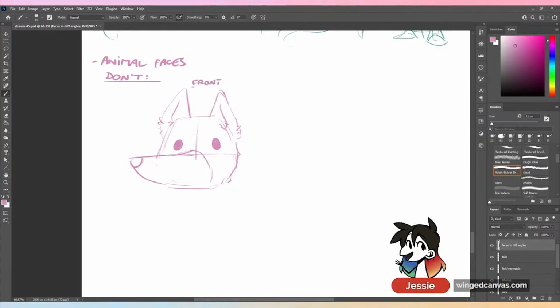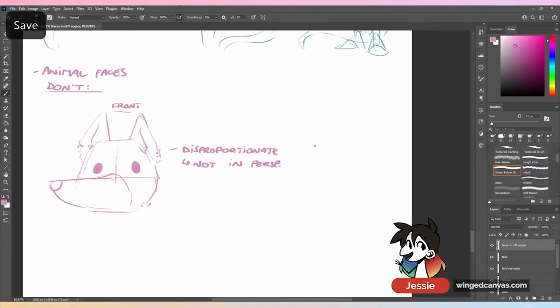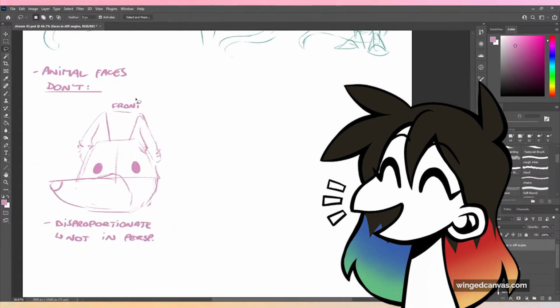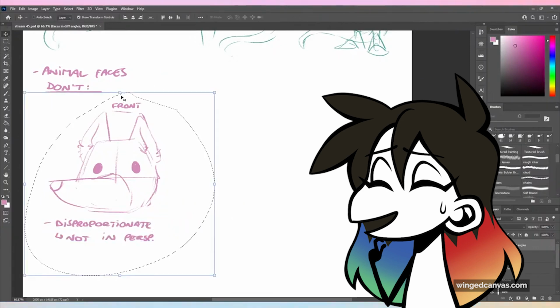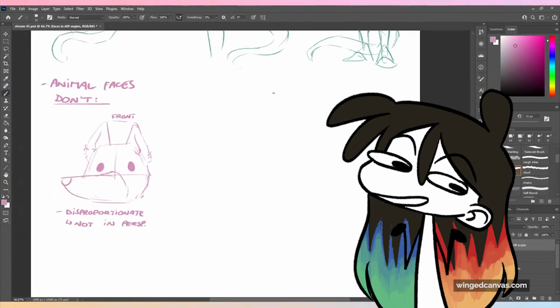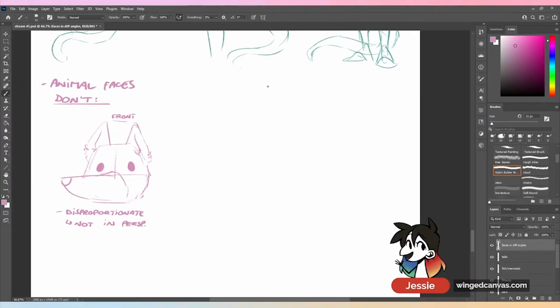We have full front. So this is disproportionate. It is not in perspective. I don't care what you tell me, that's incorrect. We're trying to keep it accurate. This is not accurate. I'm sorry if I'm crushing your dreams. This is just not how it goes. Technically, yes, you can do it if you want to keep it this way. But if you're going for something a little more accurate, this is incorrect.